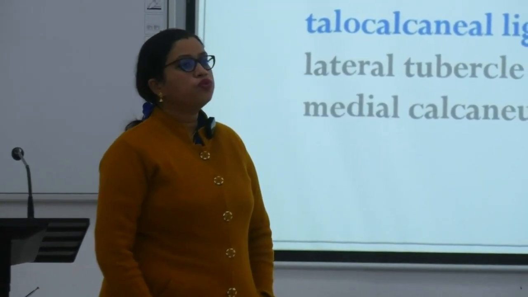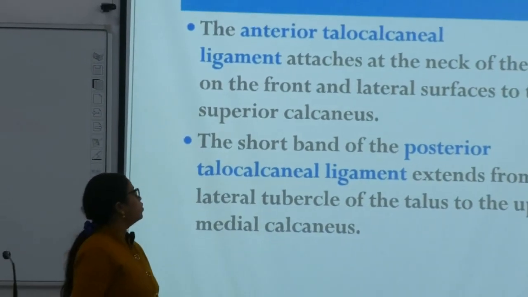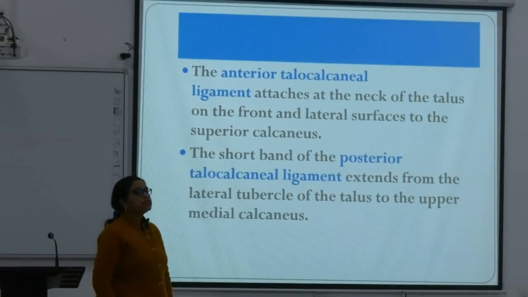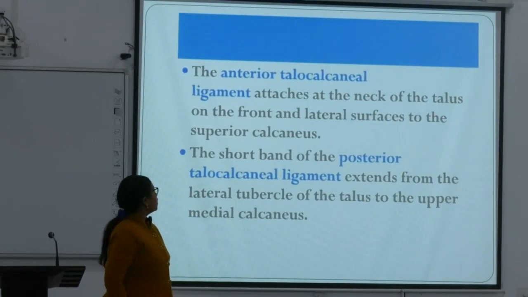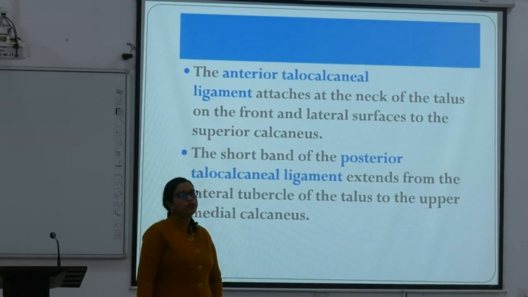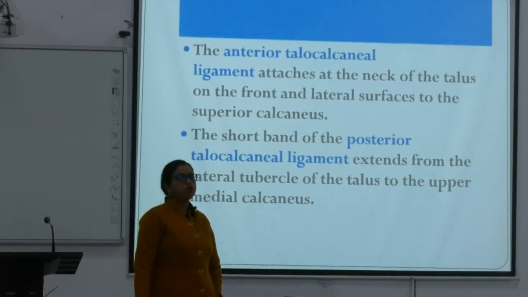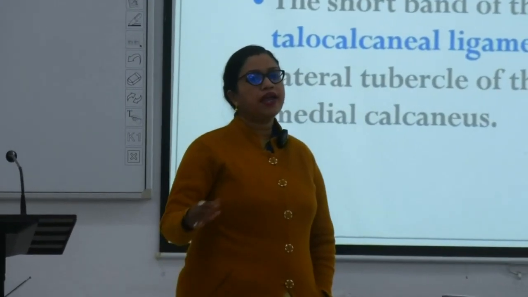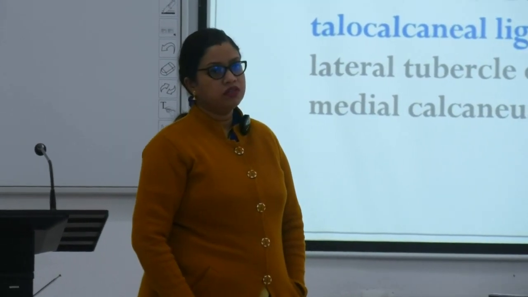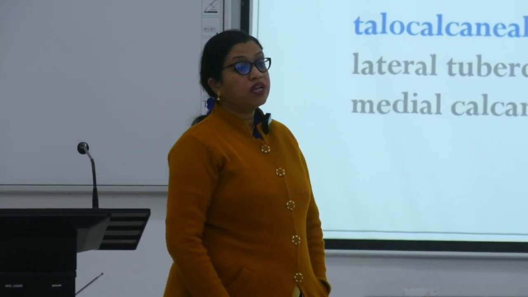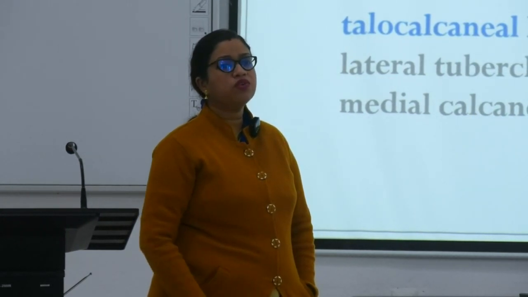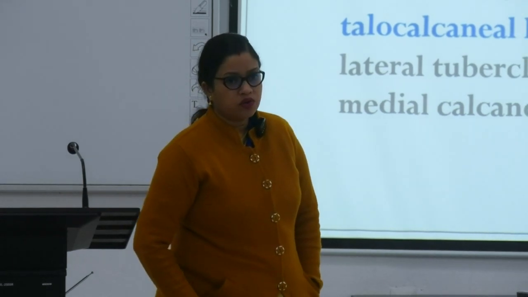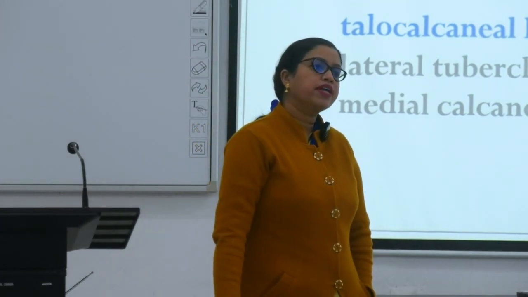At first we will discuss the anterior talocalcaneal ligament. Where is it present? It is at the neck of the talus, in front of the lateral surface of the superior calcaneum. Anteriorly it is present at the neck of the talus, because you know the head is already articulating with the navicular. Remember this is also known as the cervical ligament, because it is attached to the neck, and only the talus has a neck. So it is also considered the cervical ligament.